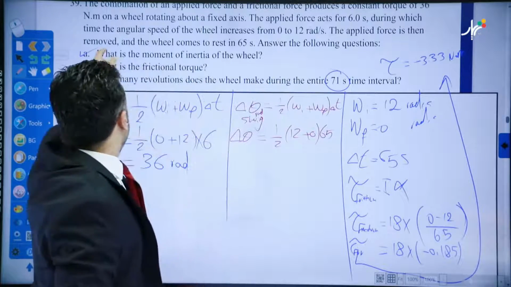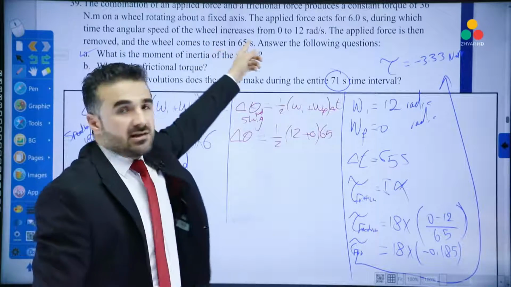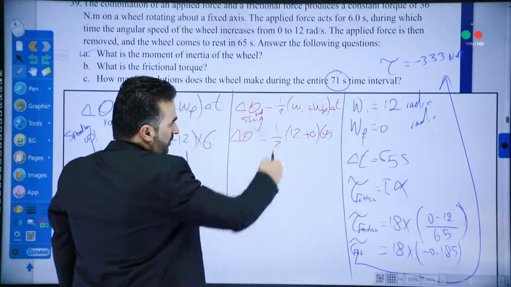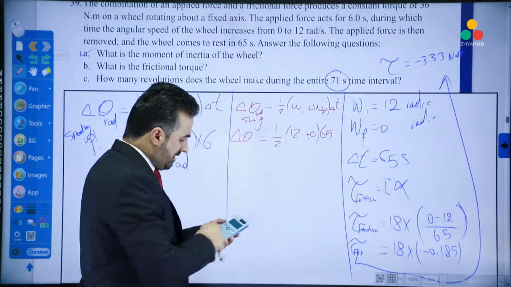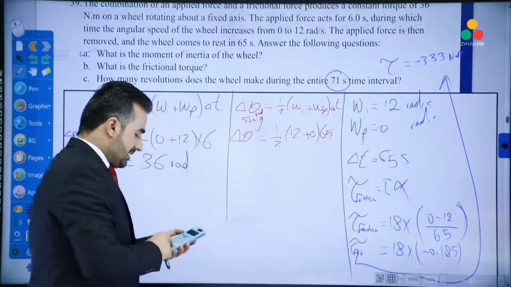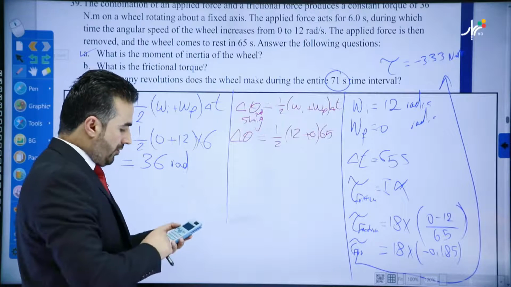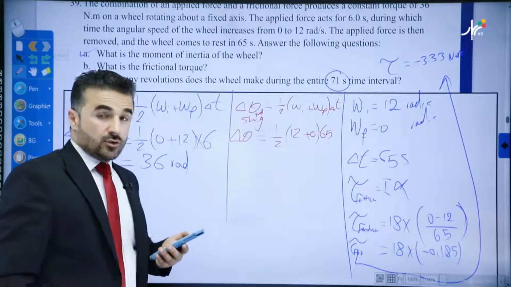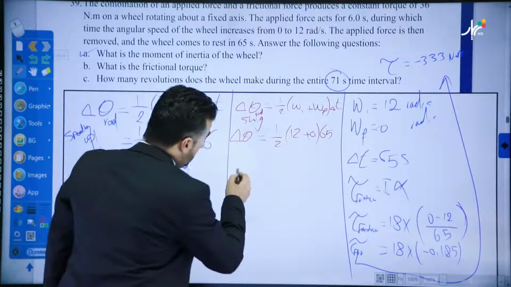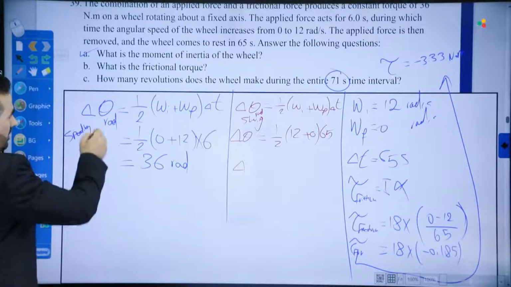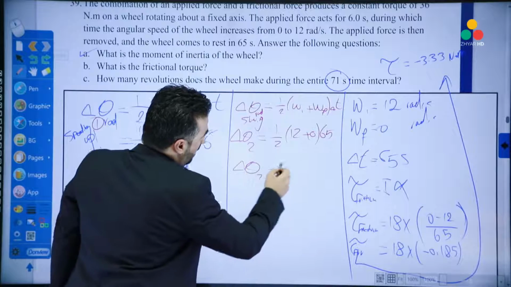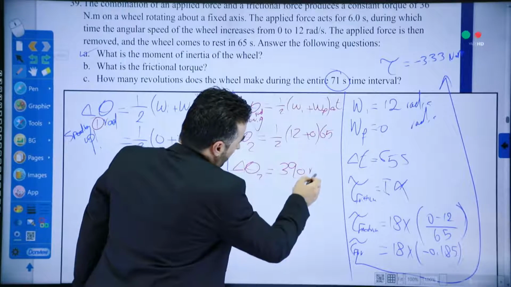It says the wheel slows down in 65 seconds. So 12 divided by 2, that is going to be 6. 6 times 65, and of course, we will get 390. By the way, we can call the first one delta theta 1 and this one delta theta 2. So delta theta 2 equals 390 radian.